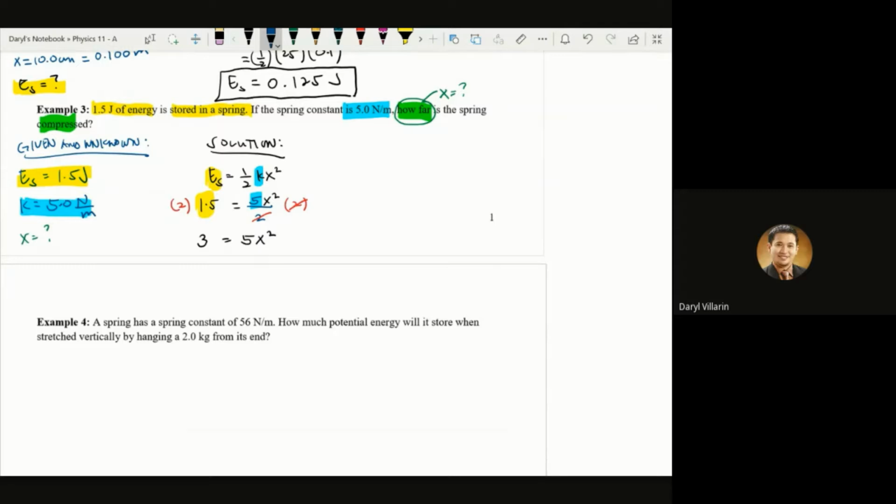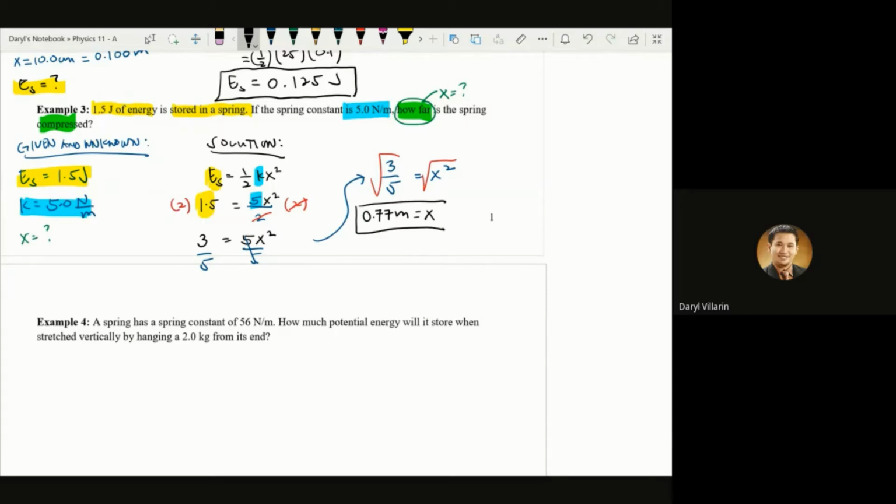And to solve for x, I need to isolate my x. So I have to divide both sides by 5. So this gives me 3 over 5 is equal to x squared. But to solve for x, I'm going to take the square root of both sides to get the value of x. And the value of x would be 3 divided by 5, and then you take the square root of that. So in two significant digits, that would be 0.77 meters.